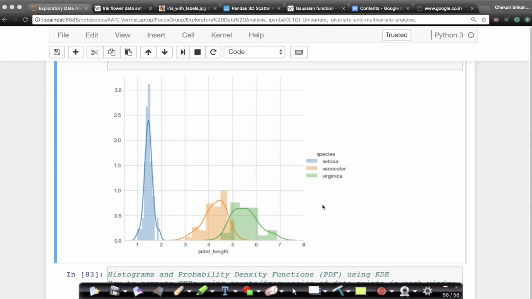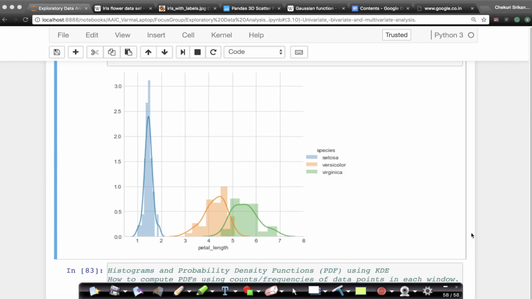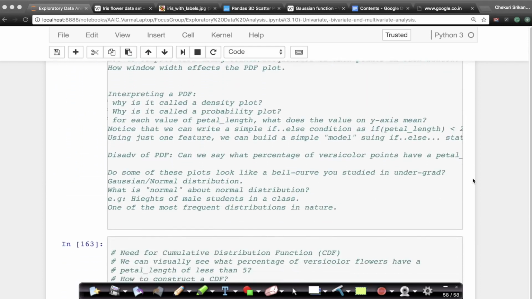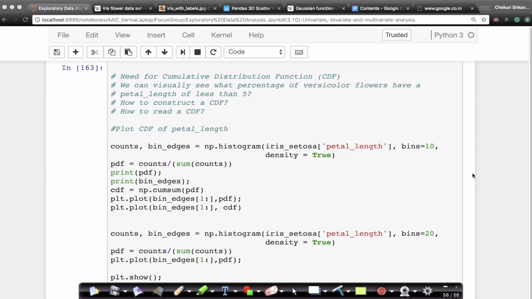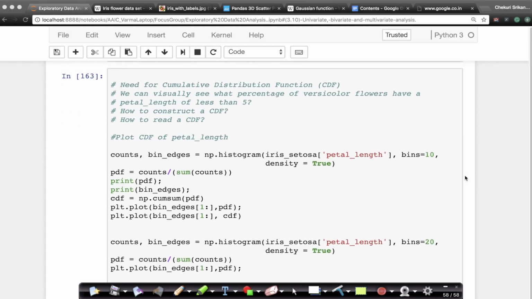Now, having learned that, and remember, PDFs and histograms are extremely useful if you want to build models with only one feature, right? And this is a much better visualization of data than your 1D scatter plot. Having said that, let's go a little further down and understand a slightly related concept called the cumulative density function.